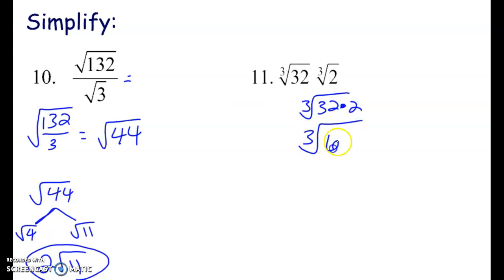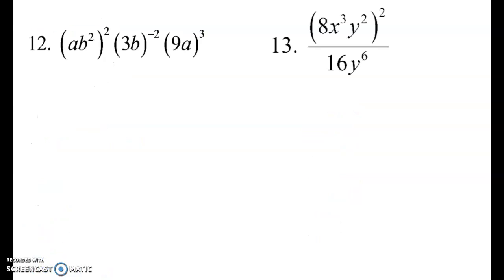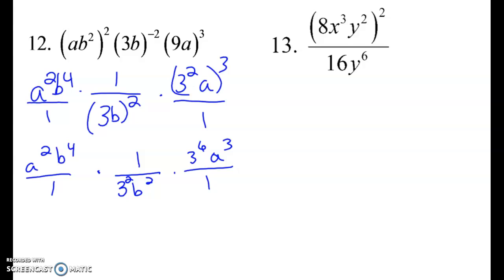For number 11, I can simplify 32 times 2 to be 64. What times what times what is 64? So 64 is the same thing as 4 to the 3rd. So then the cube root of 64 is just 4. All right, these are similar to the ones that we did last week, so maybe pause your video and see if you can try them on your own.